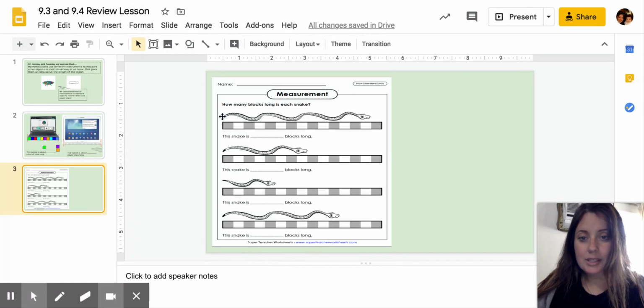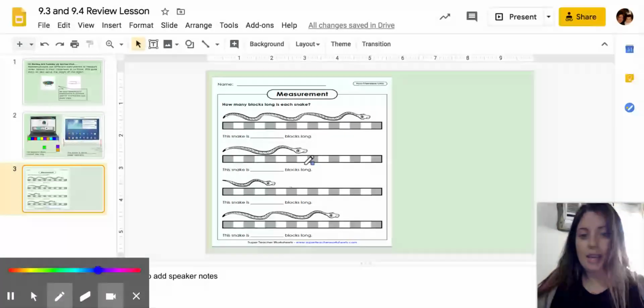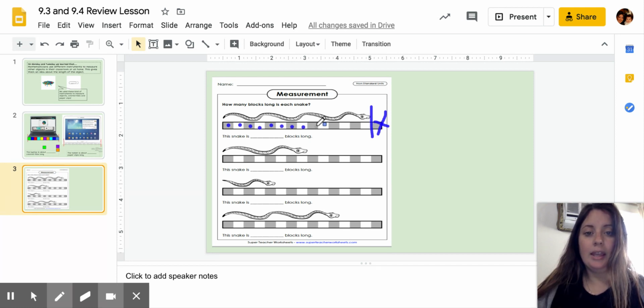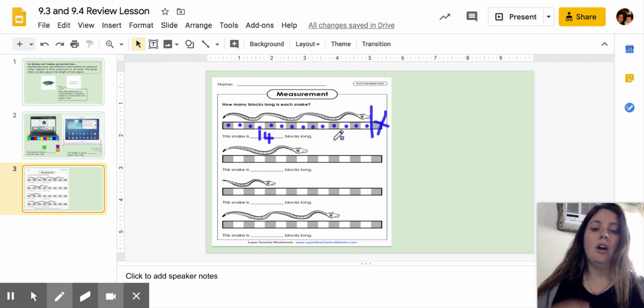So I see, for instance, this snake, the nose ends right here. So I'm not going to count this block because the snake doesn't go to that block. I'm going to count all of these. So let me get started with that. 1, 2, 3, 4, 5, 6, 7, 8, 9, 10, 11, 12, 13, 14. So this snake is 14 blocks long. Okay, for your independent work though today, you're going to do all of these.